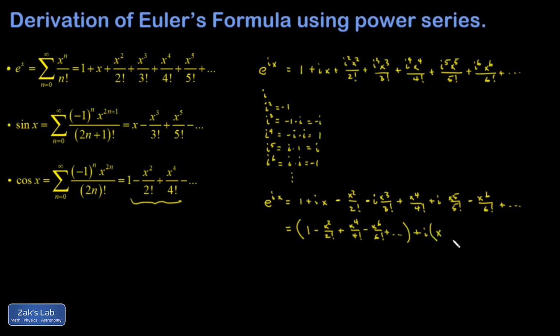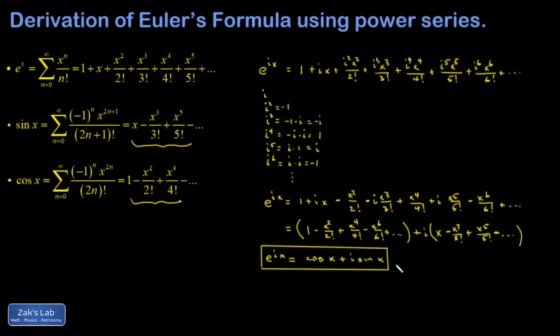And that gives me x minus x cubed over 3 factorial plus x to the 5th over 5 factorial. Presumably the next one is negative x to the 7th over 7 factorial, and so on. And in those parentheses, I see the power series expansion of the sine function. So we've arrived at one of the most famous formulas in all of mathematics. e to the ix is equal to cosine x plus i sine x. And this is Euler's formula, which allows us to geometrically interpret complex numbers in a powerful way.